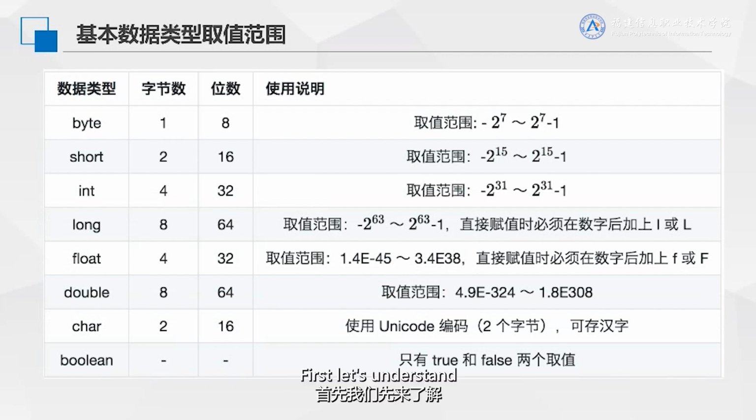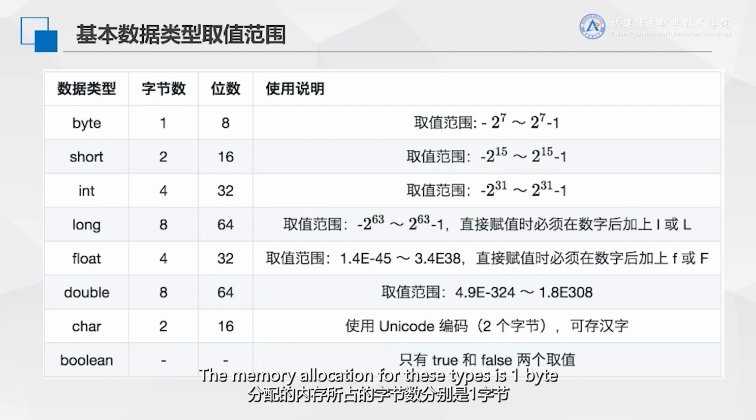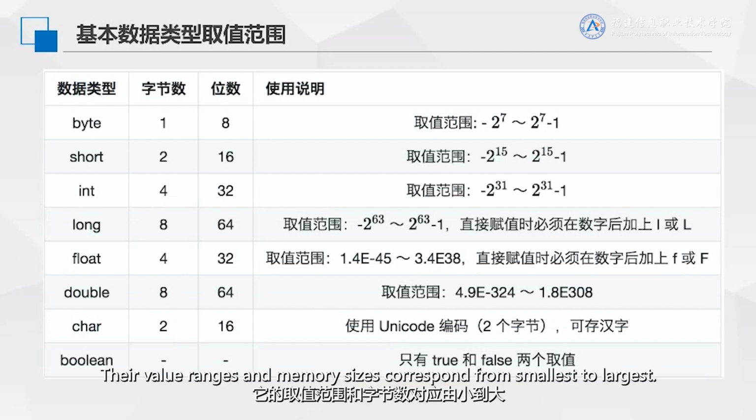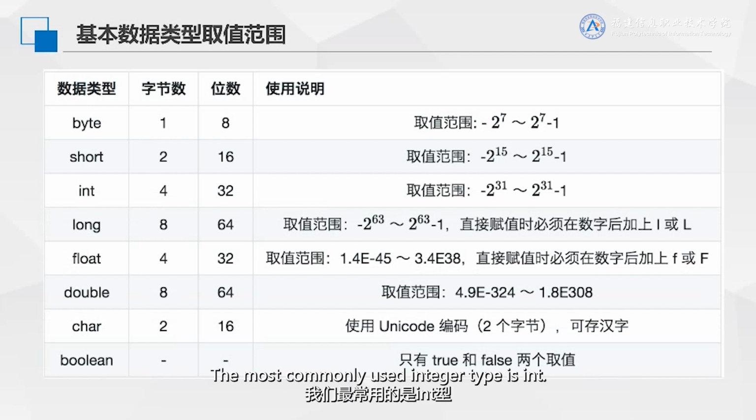First, let's understand the range of the 8 primitive data types that fall under the three main categories. We have four integer types: byte, short, int, and long. The memory allocation for these types is 1 byte, 2 bytes, 4 bytes, and 8 bytes, respectively. Their value ranges and memory sizes correspond from smallest to largest. The most commonly used integer type is int.